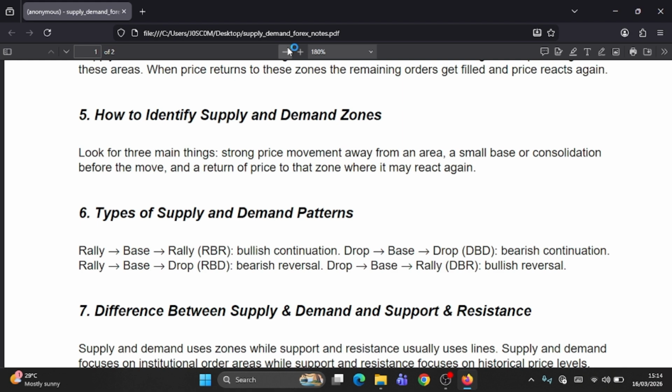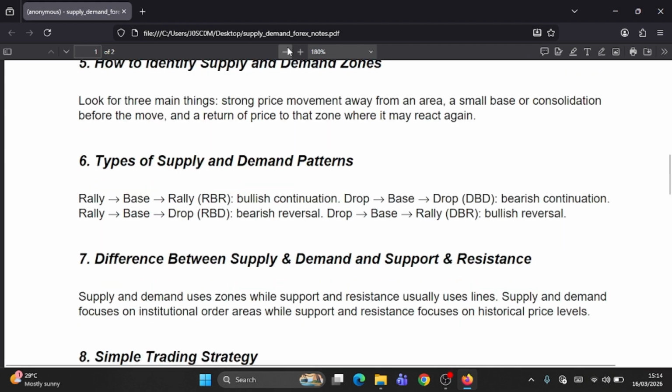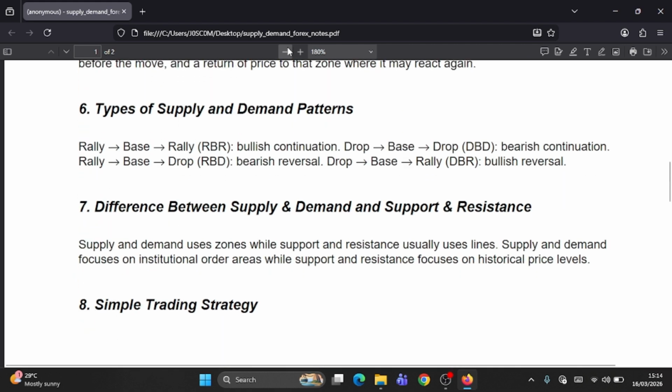How do you identify supply and demand zones in the market? We mainly focus on three main things. The first is a strong price movement away from an area. The second is a small base or consolidation before the price moves. The third is a return of price to that zone, where it may react again.